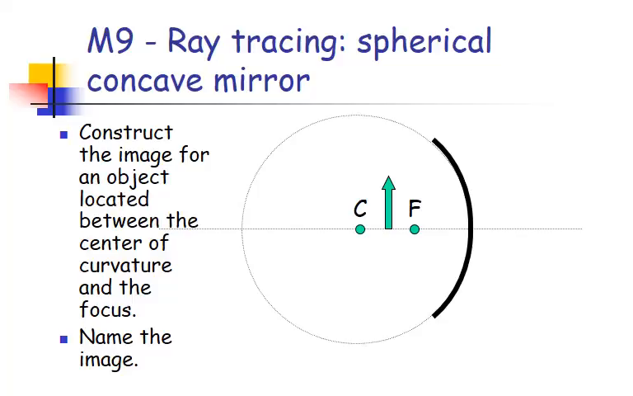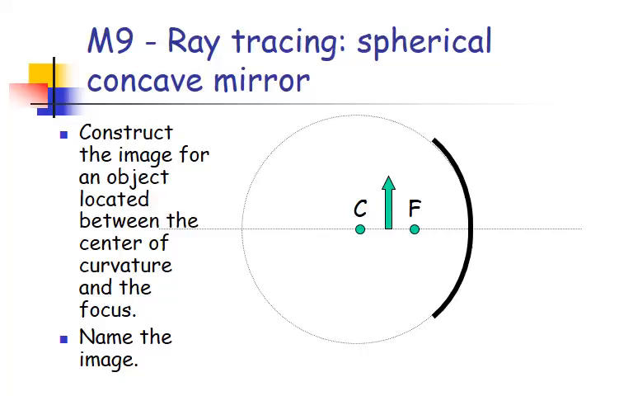So let's continue our study here. We're looking at this object that's in front of the mirror, and we want to construct the image here. So go ahead and pause the clip and draw this one on M9. And let's see what image we get here.